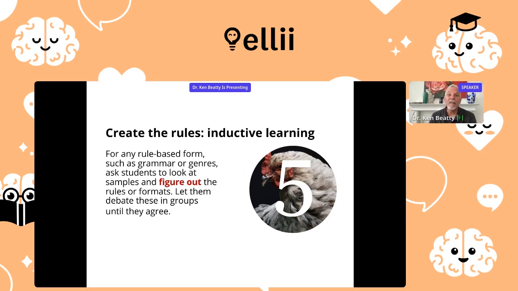Create the rules. Inductive learning. For any rule-based form, remember that passive tense or whatever we were talking about earlier. For any rule-based form, such as grammar or genres like how horror stories are written, or mystery stories, ask students to look at samples and figure out the rules or formats. Again, another lazy teacher thing to do. Let them debate these in groups until they agree.